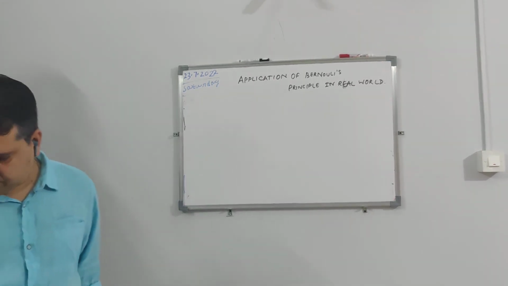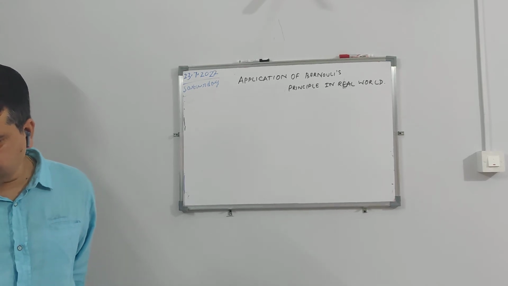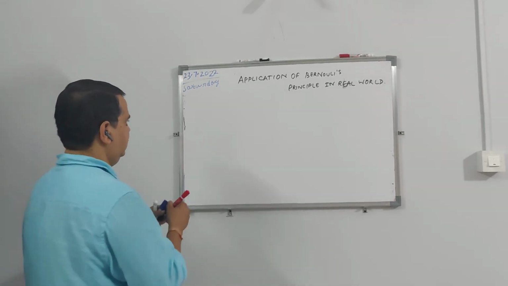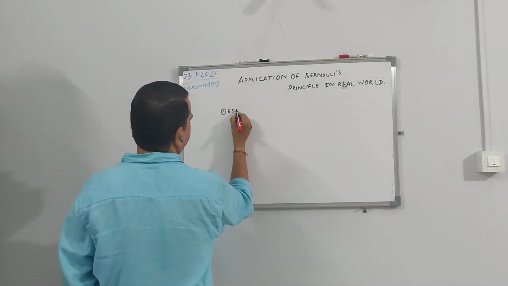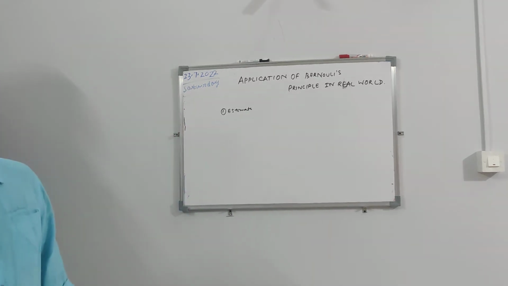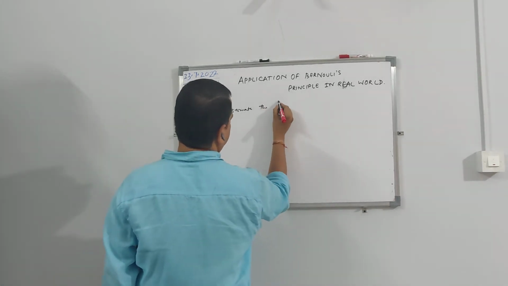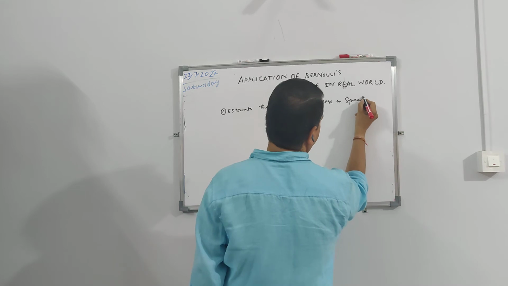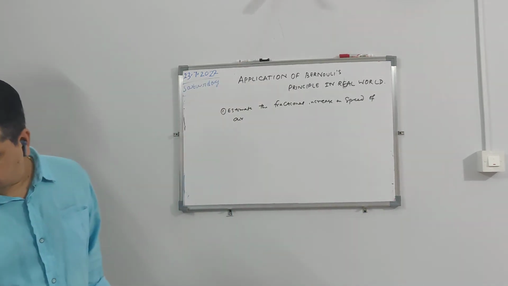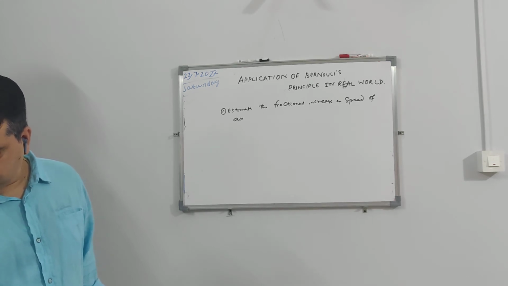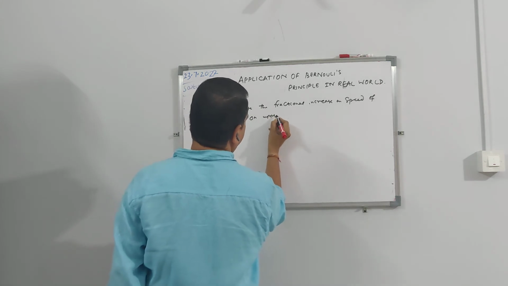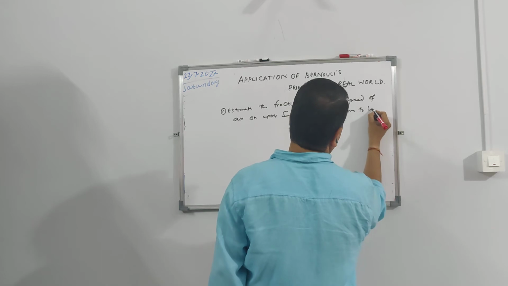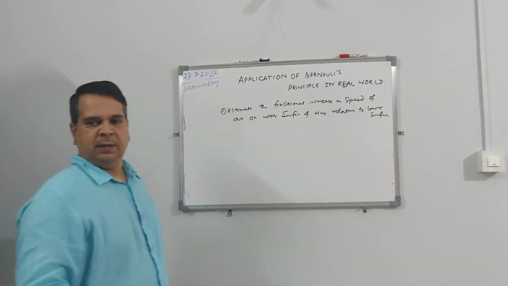So the second part of the question is: estimate the fractional increase in speed of air on the upper surface of the wing relative to the lower surface. Estimate the fractional increase in speed of air on the upper surface of the wing relative to the lower surface. Okay, so let us draw the wing.